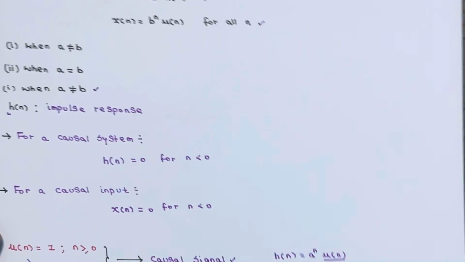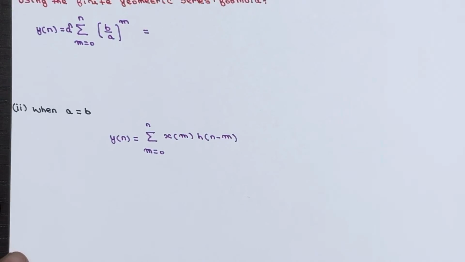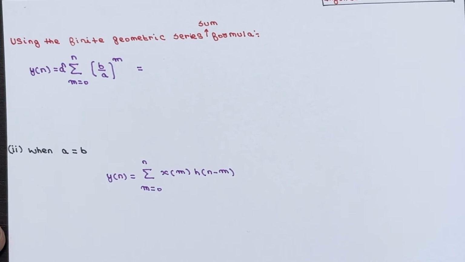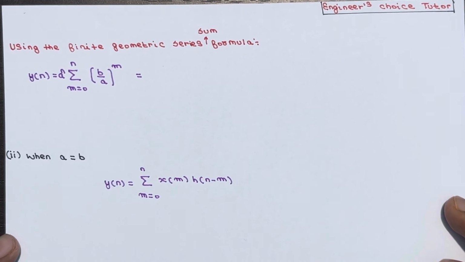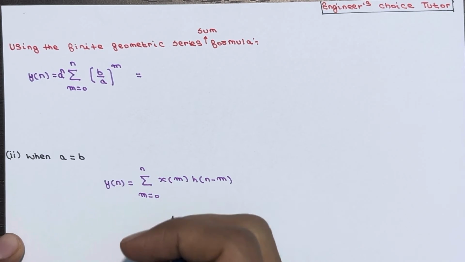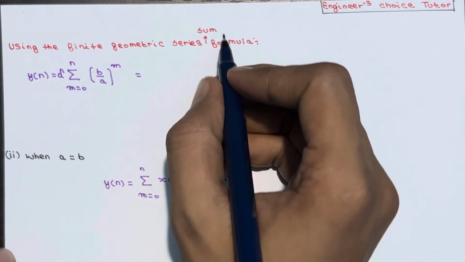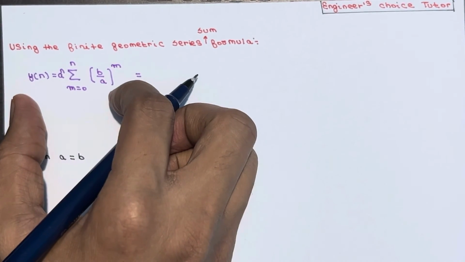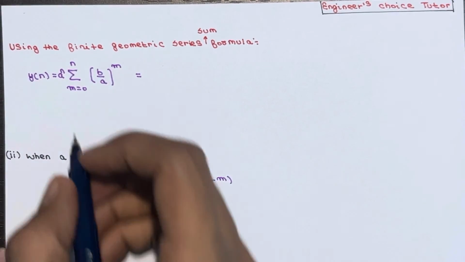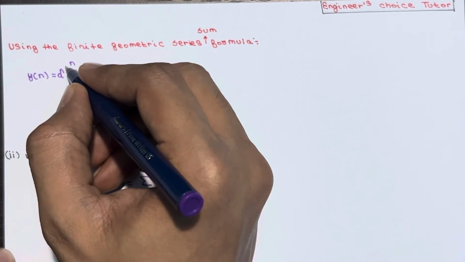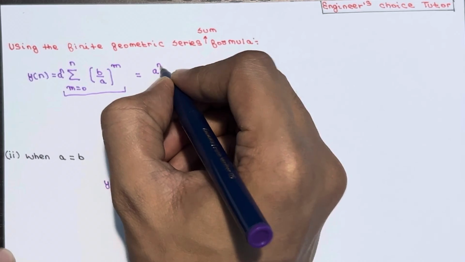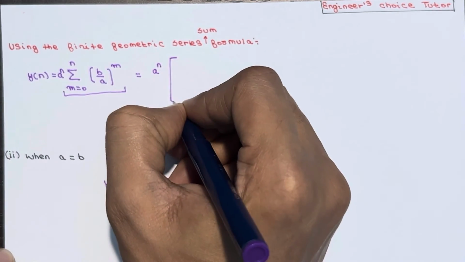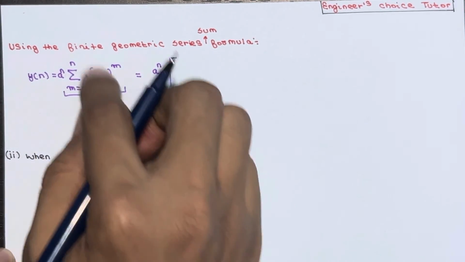Now let's go next. Now we are going to apply the formula, and the formula is the finite geometric series sum formula. Using the finite geometric series sum formula, we were up to this stage. Now we are using this formula on this part. So a to the power n, write it as, and now here you have to apply this formula.